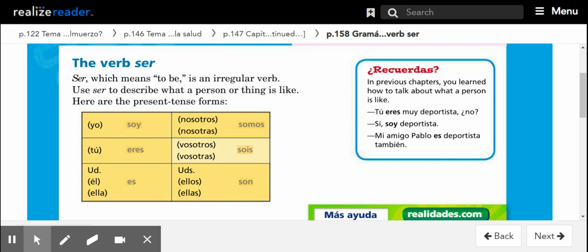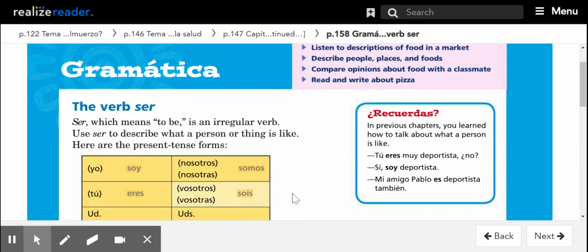Also, back to this part, usted, you are, él, ella, he or she is. You also include when you are speaking to something that you refer to as it. It is, es.